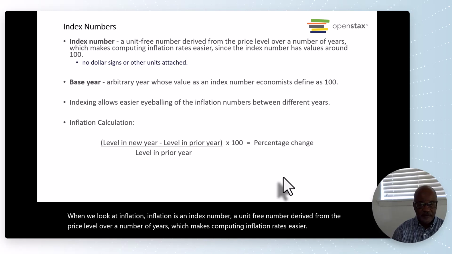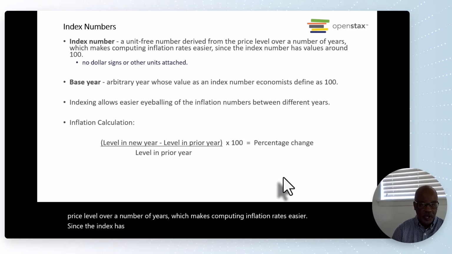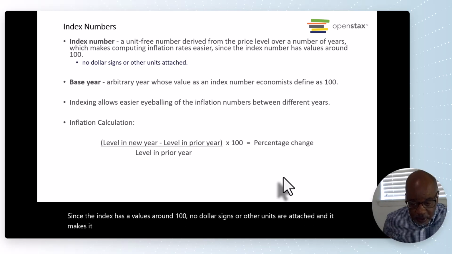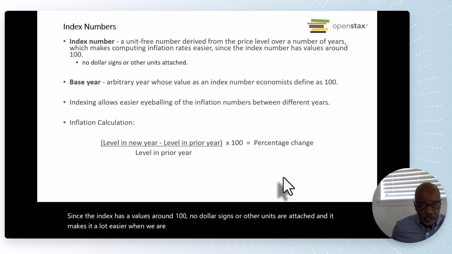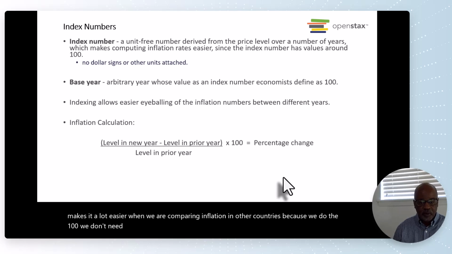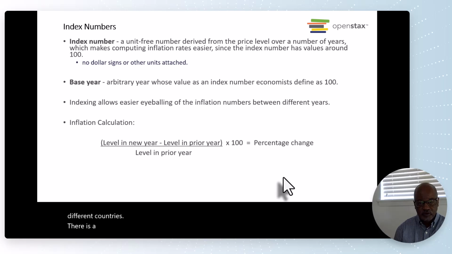Since the index has values around 100, no dollar signs or other units are attached. And it makes it a lot easier when we are comparing inflation in other countries. Because we use the 100, we don't need any dollar signs, so we can compute and compare the inflation rate in different countries. There is a base year, or arbitrary year, whose value as an index number economists define as 100. Indexing allows easier eyeballing of the inflation numbers between different years.